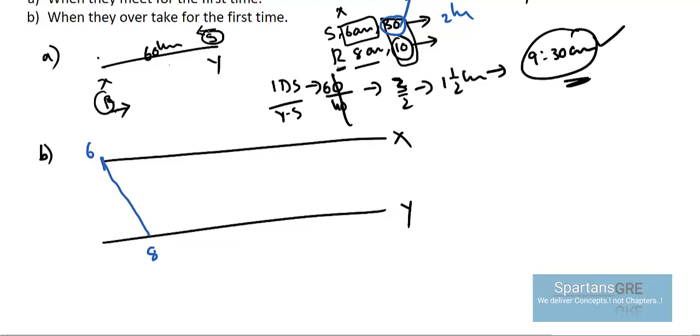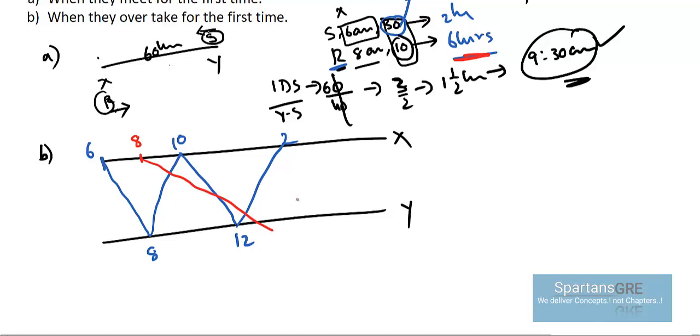And for this one, R, he takes 6 hours, right, to reach the bottom. So this is 8. So let this be 10. This will be 12. And this will be 2. Now, for R, he starts at 8 a.m. here and he reaches after 6 hours, right? 6 hours means it will be 2 o'clock. He reaches here at 2. So if you draw it, it will be like this.